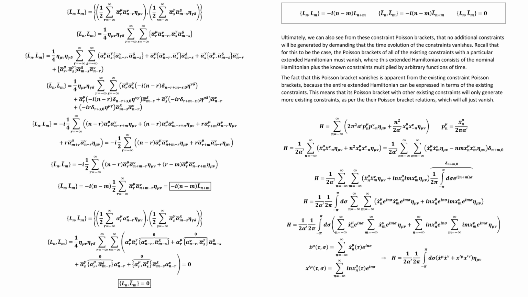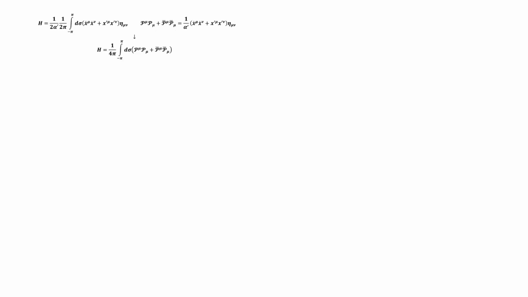Inserting them produces this much reduced expression. If we then recall the script p and the script p bar squares that we calculated earlier, we find this form for the Hamiltonian. If we then apply the L operator definitions, we find this elegant result. So going back to what I said previously, we have nothing but the familiar first-class constraints.